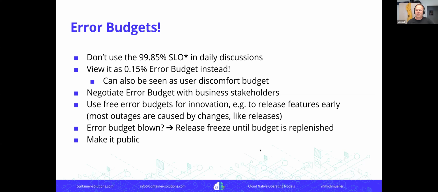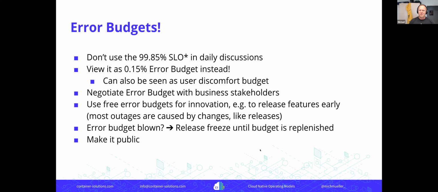And then the joint responsibility is that the 0.15% should be used for multiple things: innovation, UIDs, early releases, to try things out. And a lot of things can be done with 0.15% over the course of 30 days. But if it's blown up, so there is no budget available anymore, release freeze until the budget is replenished.